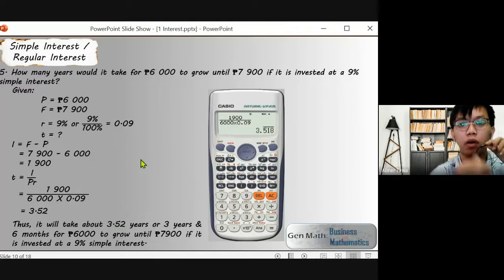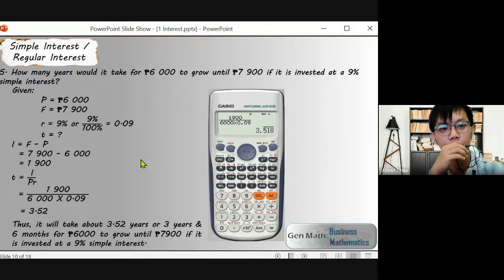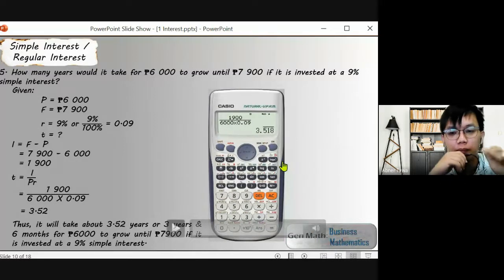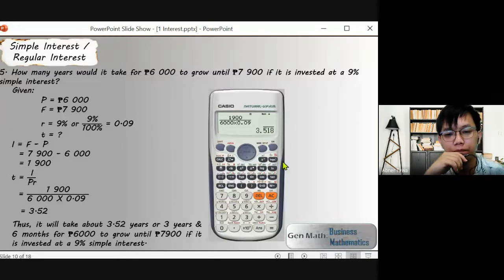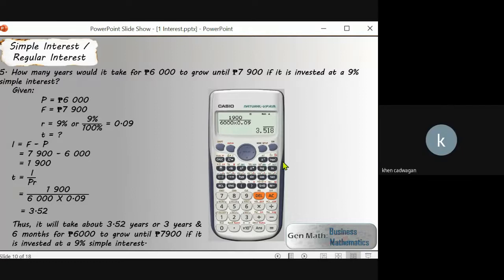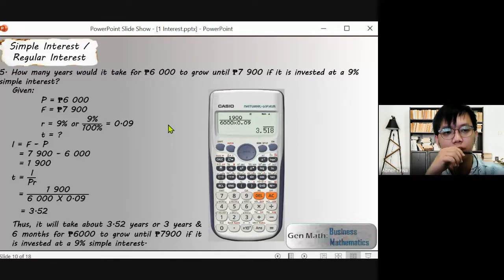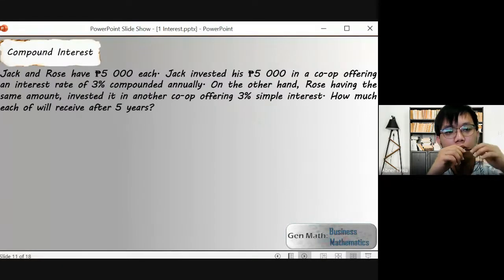Okay, so that will be our last example for simple interest. Okay, so before we proceed with the compound interest, may clarification ba tayo or question? None, sir. Okay, thank you. So let's proceed naman dito sa compound interest. So hopefully naintindihan natin ang simple interest. Okay. Proceed naman tayo sa compound interest.